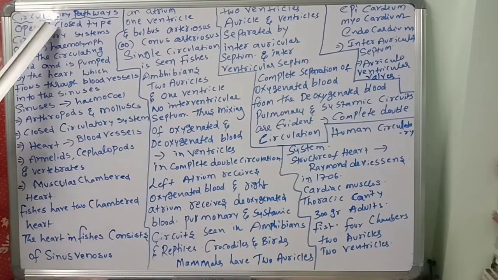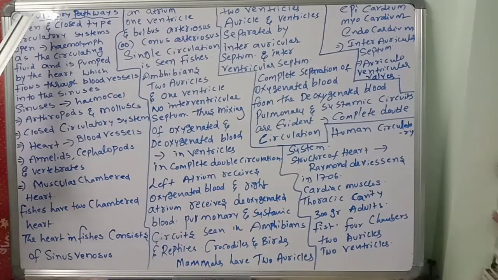There are two types of circulatory systems. Number one, open type of circulatory system. Number two, closed type of circulatory system. How many types of circulatory system? Open. Another one is closed. Why open? Why closed? In the name itself, the answer is there.